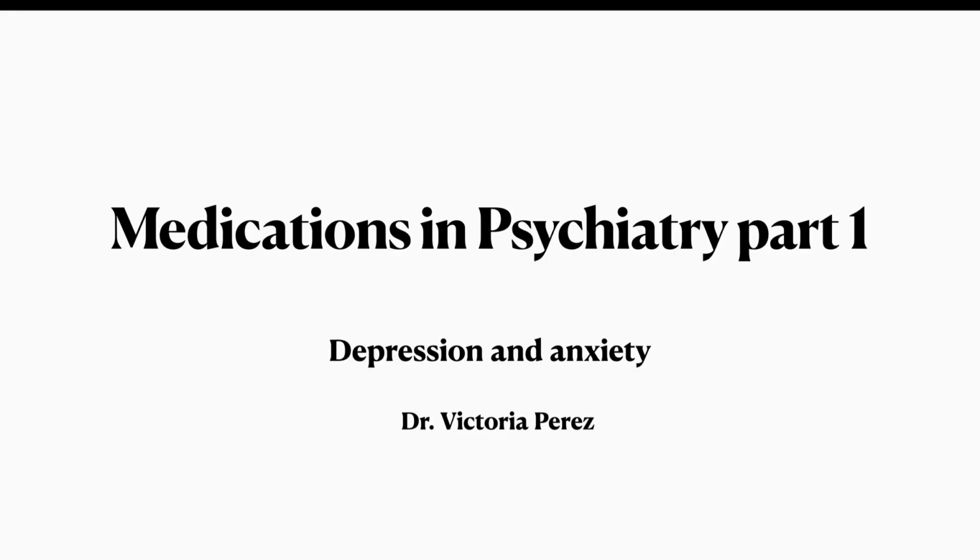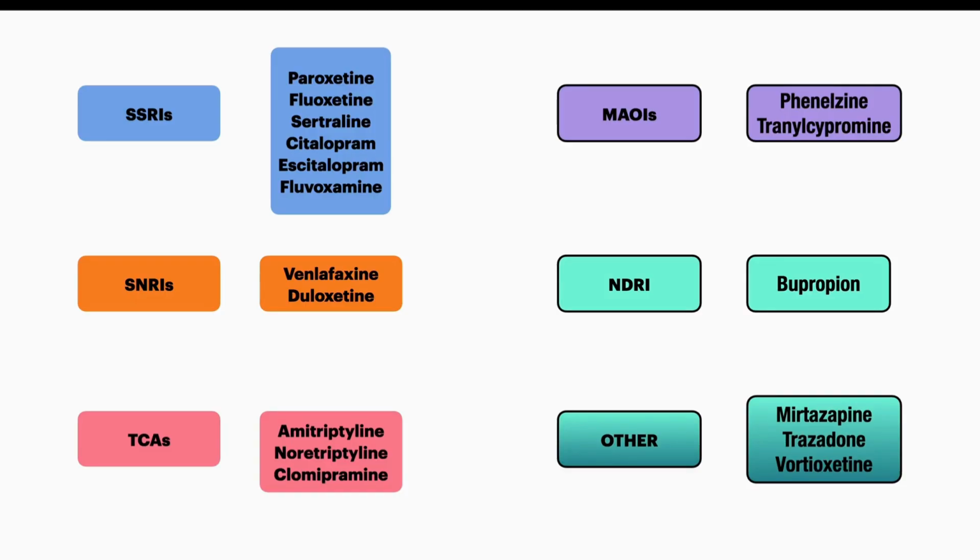Psychiatry is more than depression and anxiety, but we're gonna start talking about these two conditions, how we treat them, what are the options that we have, and how to approach patients who are having symptoms of depression and anxiety. We have six groups, but actually there are five groups, and the sixth group is others. Others will be mirtazapine, trazodone, and vortioxetine.